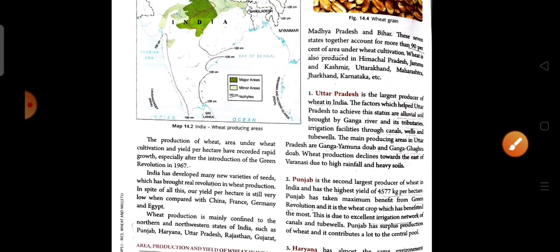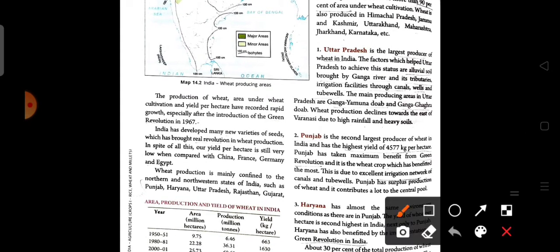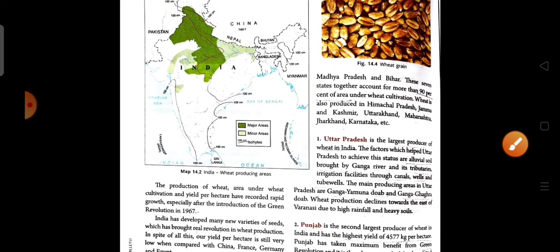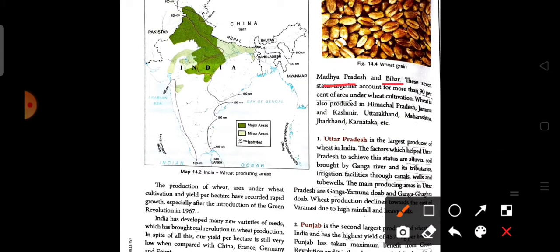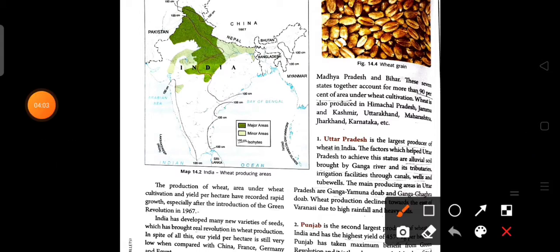After this we learn that seven states together account for a large share. What are the seven states? The 7 states are Punjab, Haryana, Uttar Pradesh, Rajasthan, Gujarat, Madhya Pradesh and Bihar. These 7 states together account for more than 90% of the area under wheat cultivation. Now, the other states in which wheat is also produced are Himachal Pradesh, Jammu and Kashmir, Uttarakhand, Maharashtra, Jharkhand, Karnataka, etc.